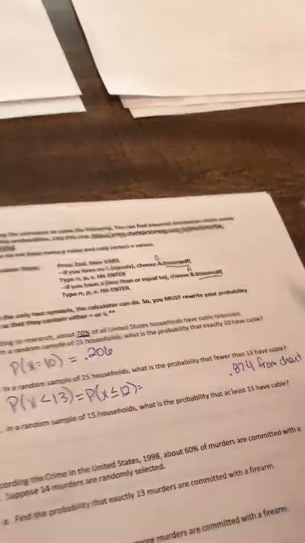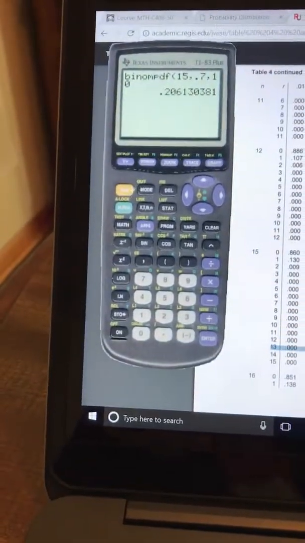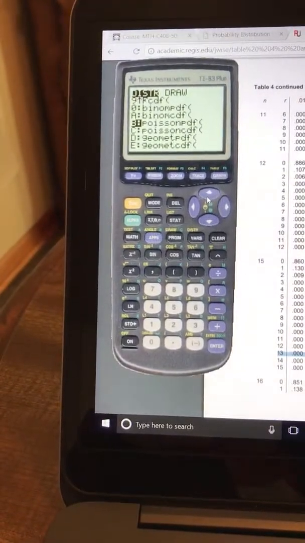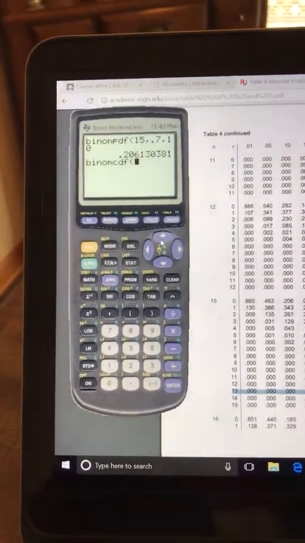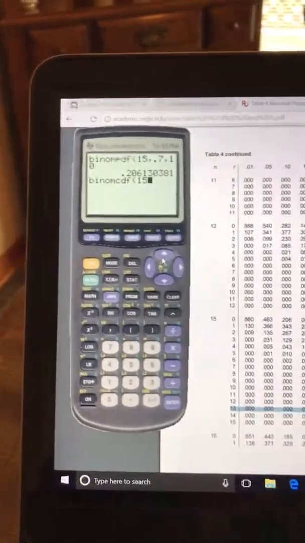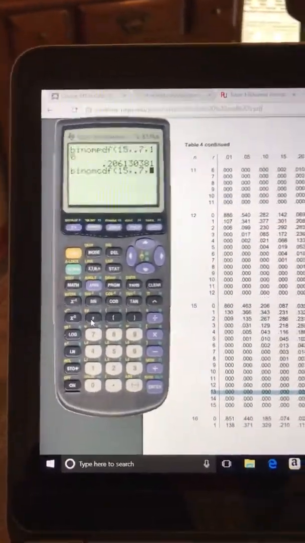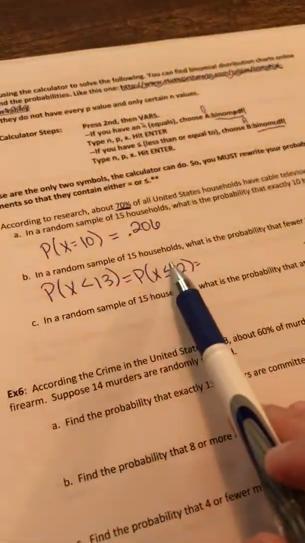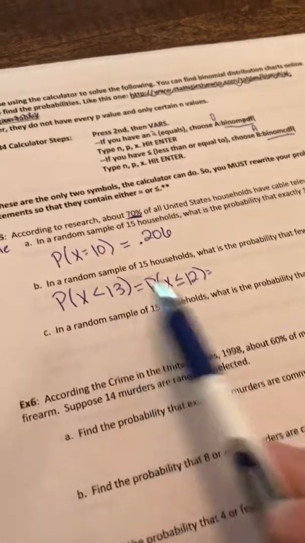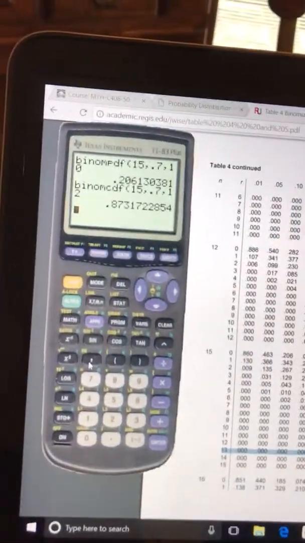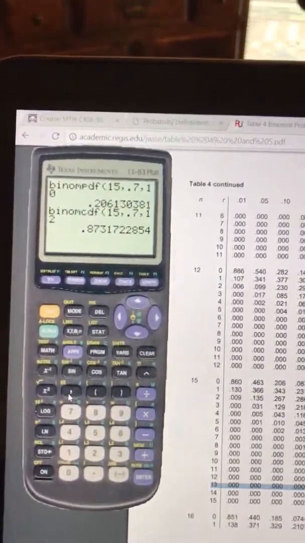In this case, you choose CDF. So you go to your calculator, you do second vars, go to binom CDF, because it's less than or equal to. N is still 15, P is still 0.7. This time though, our x is not 13, so don't use 13. We changed it to 12 because we needed less than or equal to. So we do 12, and you get 0.8731, and so on.